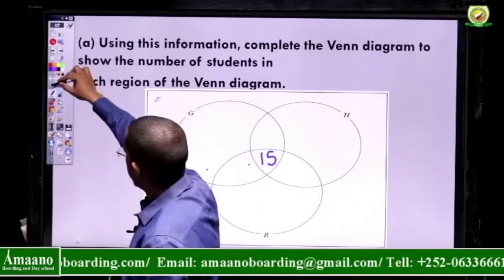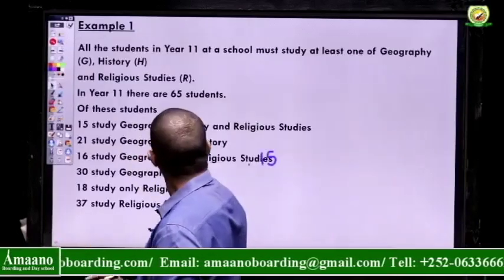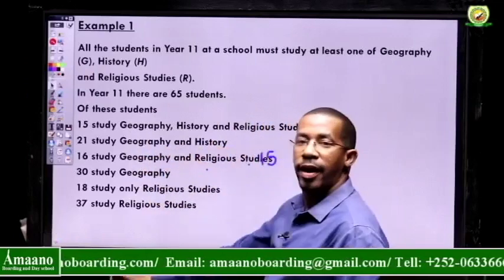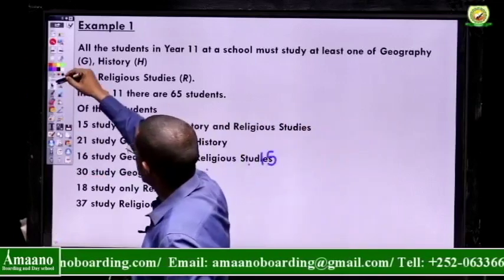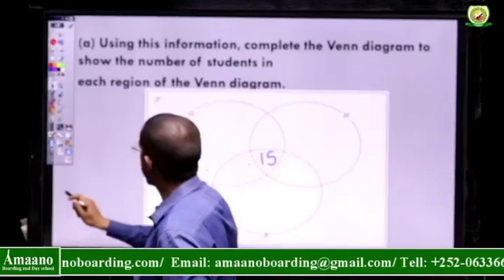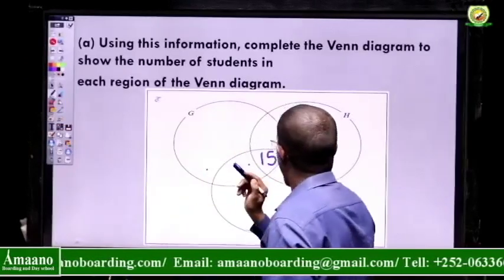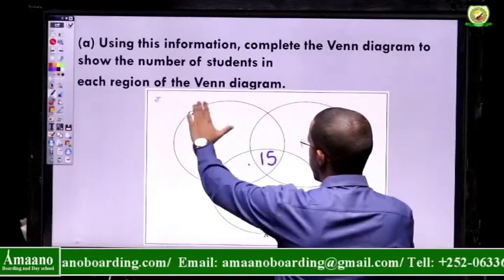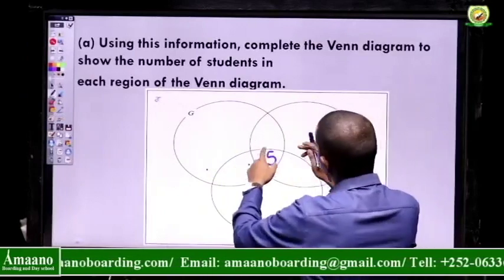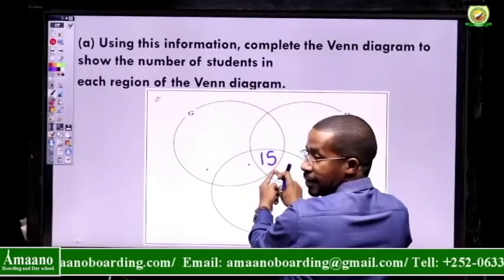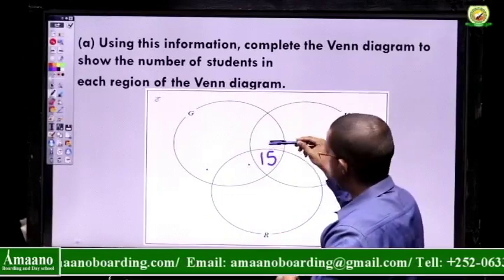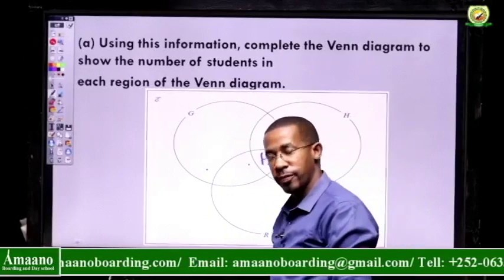Then we will see again 21 study geography and history. So we need to look for that part. 21 study geography and history. So this is the ring for geography, this is history. This part here will be 21. It means this and this, we have 21 students.